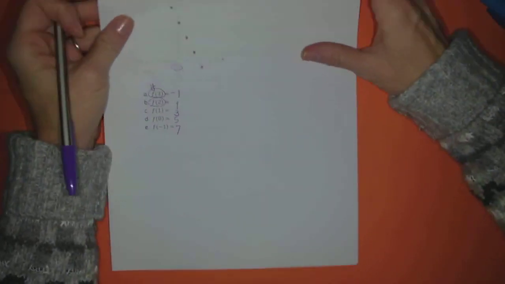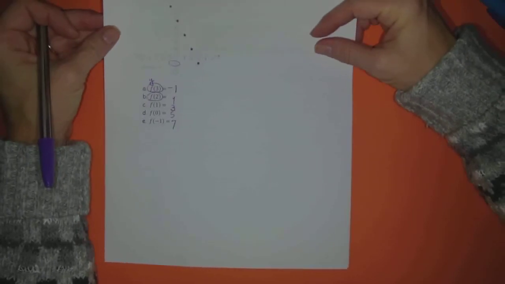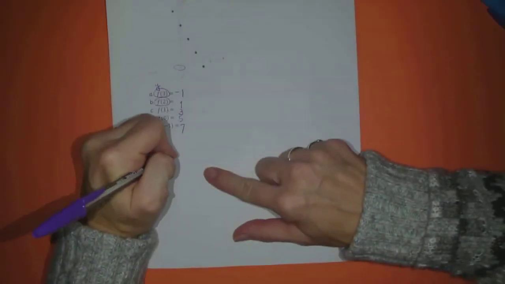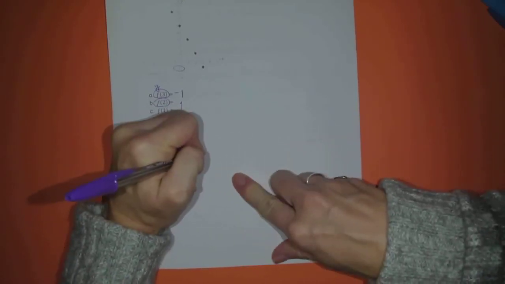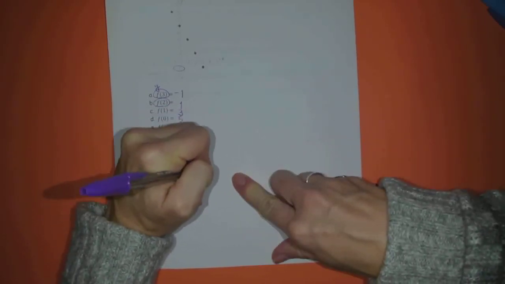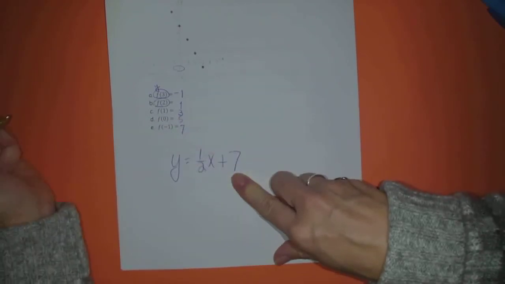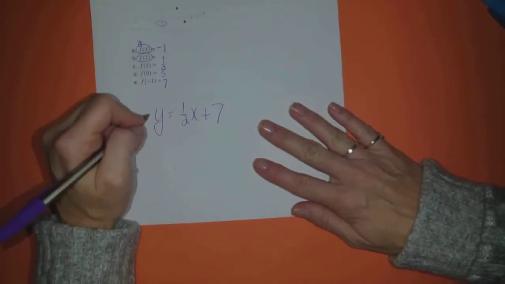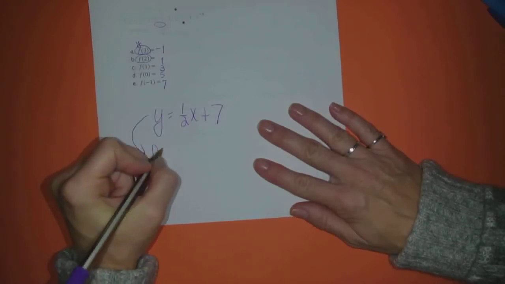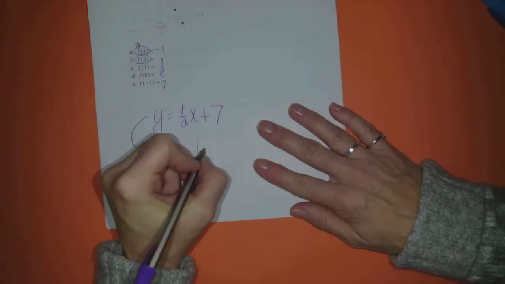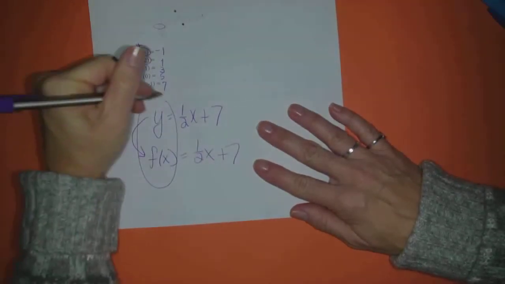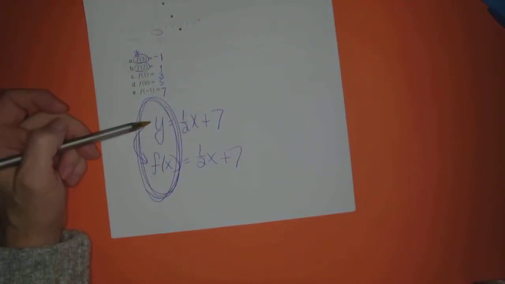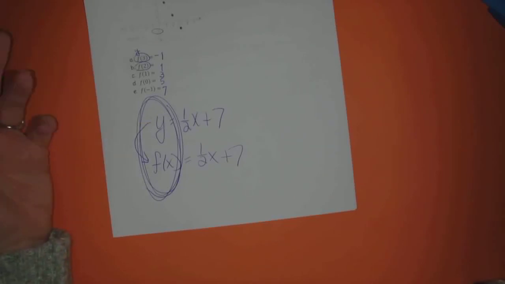So just to recap, to put some closure on this lesson, what I really wanted to teach you is that you can have an equation, y equals, I don't know, 1/2 x plus 7. And that's all fine and dandy. But what I want you to know is this means the exact same thing as saying f of x equals 1/2 x plus 7. These two notations are the same. They're just in different outfits.